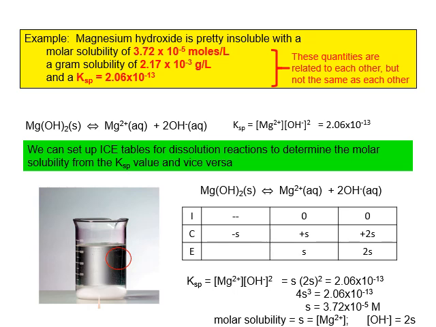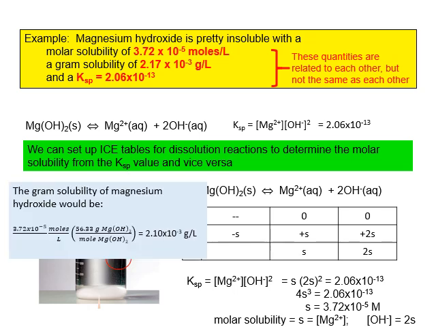We can take the molar solubility and convert it to a gram solubility by using the molar mass of magnesium hydroxide. This gives us the 2.1 times 10 to the minus 3 grams of magnesium hydroxide per liter that we saw above. Notice that we used the molar mass of the whole magnesium hydroxide because solubility is given in terms of the original solid.